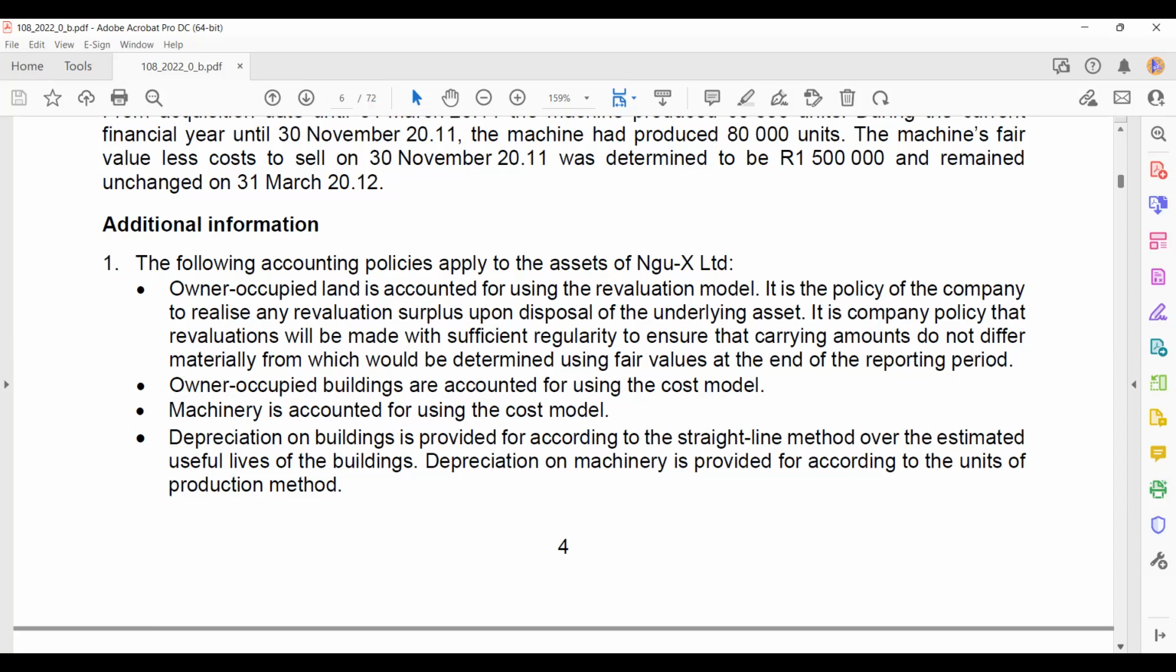Owner-occupied buildings are accounted for using the cost model. Machinery is accounted for using the cost model. Depreciation on buildings is provided for according to the straight line method over the estimated useful lives of the buildings. Depreciation on machinery is provided for according to the units of production method.